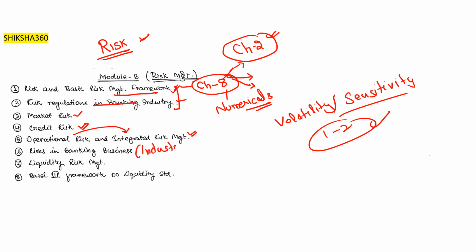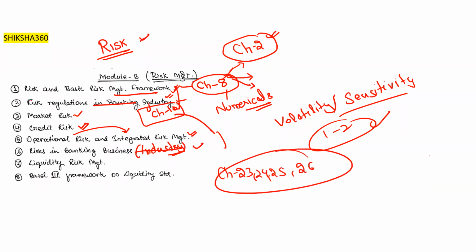That is chapter number 10. Sorry, risk in banking business, this is chapter number 10. Risk regulation in banking industry, this is chapter number 10, which we discussed at the start. If we go through this chapter, it helps us understand chapters number 23, 24, 25, 26. So when we discuss this chapter, we have to cover all these chapters along with that.